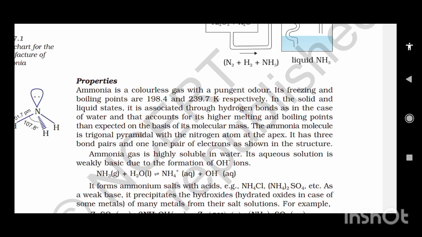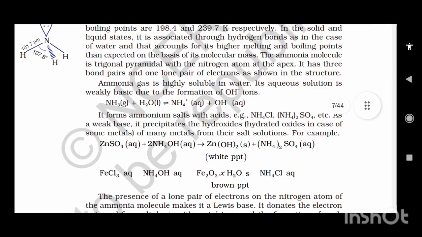The ammonia molecule is trigonal pyramidal with the nitrogen atom at the apex. It has 3 bond pairs and 1 lone pair of electrons. Ammonia gas is highly soluble in water. Its aqueous solution is weakly basic due to the formation of OH⁻ ions. It forms ammonium salts with acids.